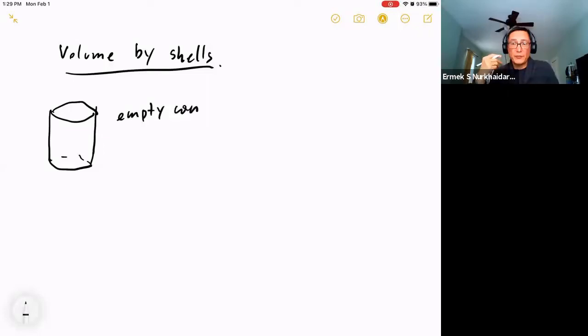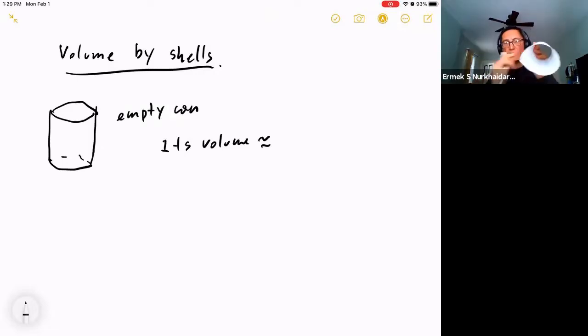It's still a three-dimensional object, right? It still has a volume, so the volume is approximately equal to... Again, just look at that piece of paper. What we do is we cut along the height, and then we flatten it on the ground.